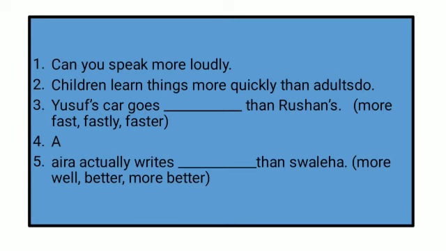Okay. Now these were easy. Now the next one. Yusuf's car goes dash than Rushan's. More fast, fastly, faster. Now here children often make mistakes by writing "fast" or "more fast" or "fastly." Beta, fast is also an adjective. It is an adverb, but it is also an adjective. And when a word is both an adverb and an adjective, then the comparative and the superlative of that particular word remain the same. As we very well know, the comparative of fast is faster. So it will remain faster only, even when it is used as an adverb. So Yusuf's car goes faster than Rushan's.